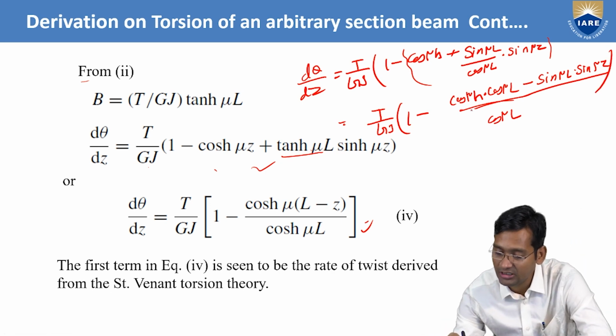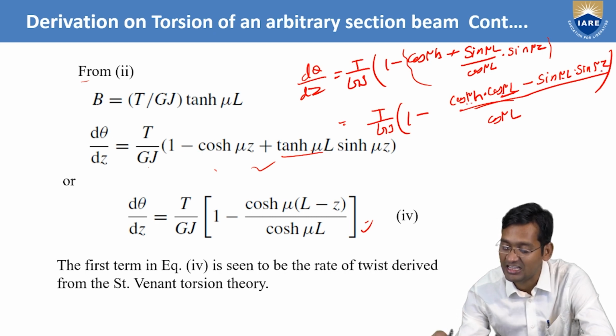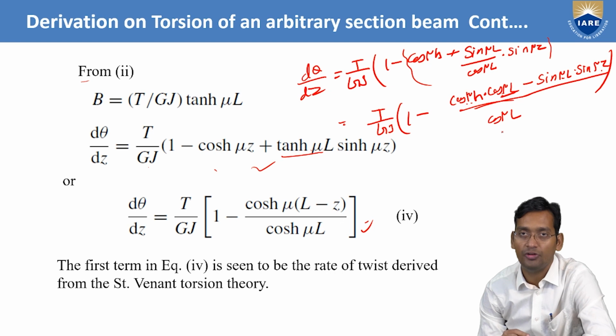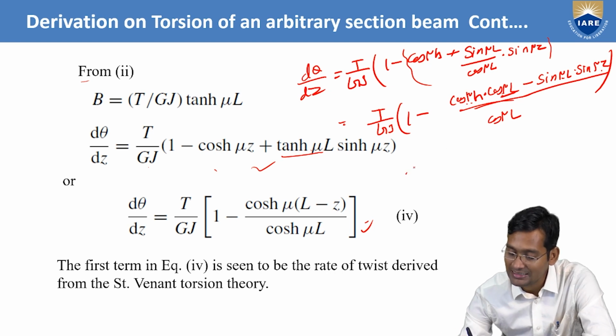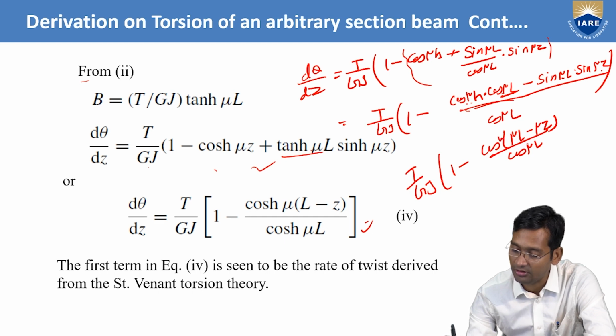Now just see here the formula: cos A cos B minus sin A sin B, where A and B are what we are taking here. So that is the formula of what? Cos of A minus B. So this we can write as T by GJ into 1 minus, this is cos of (A minus B), so μL minus μz, by cosh μL. So everywhere this h is there.